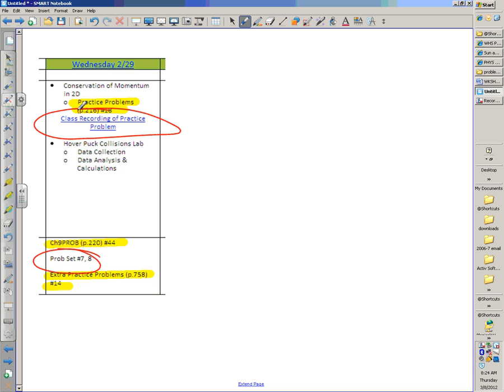Good there? Other things to look at: Hover Puck Collision Lab. It is graded. It's over on the bottom over there. If you want to take a look at that, all of us did pretty well on it. A couple of things here and there, but most people did pretty well. So if you want to take a look at that when we're done, it might be a good idea. A couple of minor things there and there. All right, good there?